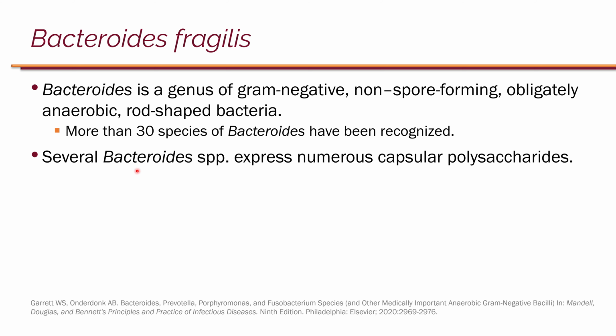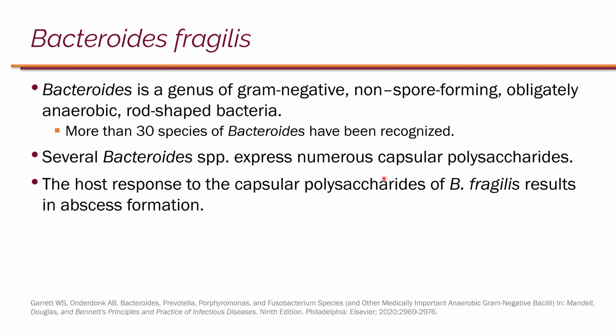First of all, I would say that these organisms typically are part of a healthy microbiome, so normally they are not causing a problem. It is only when they cause intra-abdominal infections that it becomes a problem that needs to be treated. And this capsular polysaccharide has a role because the host response to the capsular polysaccharide of B. fragilis results in abscess formation. So that's something to keep in mind.